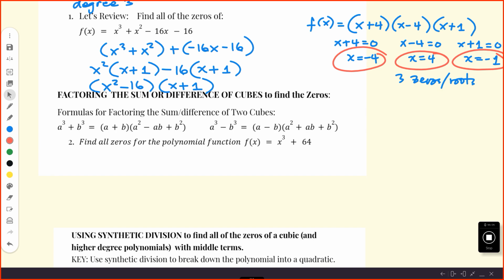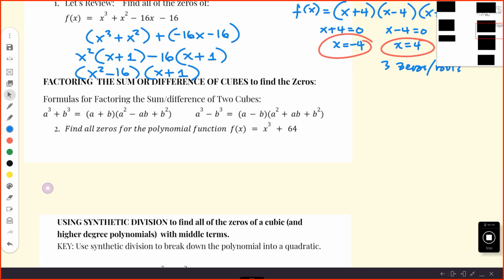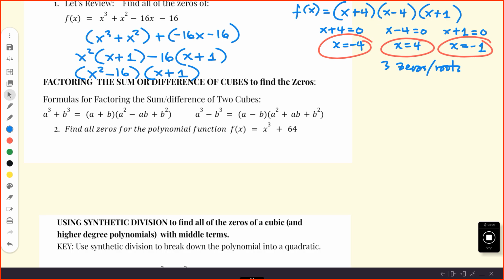Okay? So just think of this as if you have a cubed plus b cubed, meaning the operation is addition, the first factor is just the cube root of this. And then just copy whatever the sign is. So if it's positive, then just do a plus b. Right? Because the cube root of a cubed is a, and the cube root of b cubed is just b. And then the second factor will be based on your first factor.